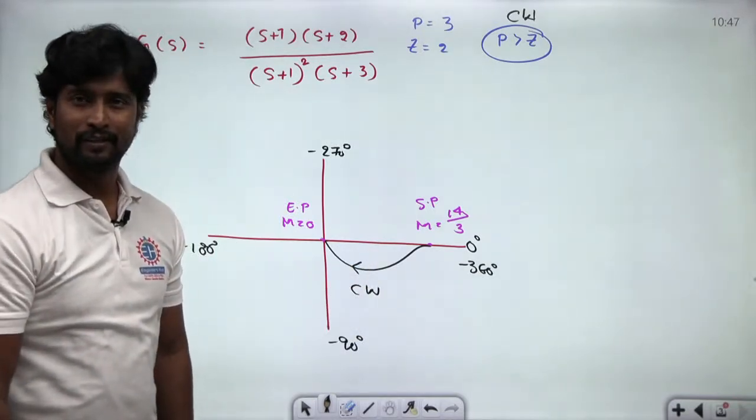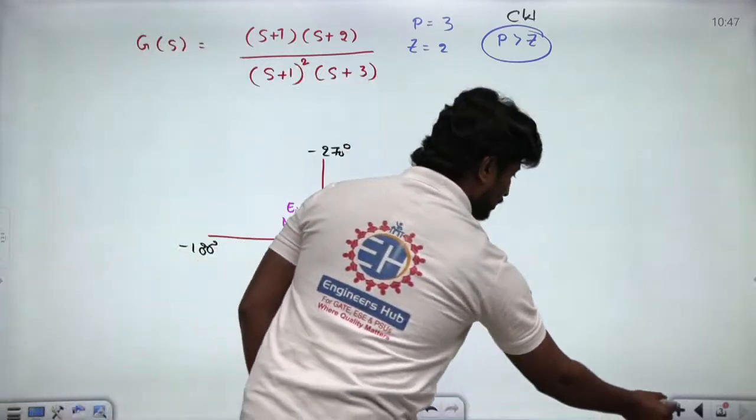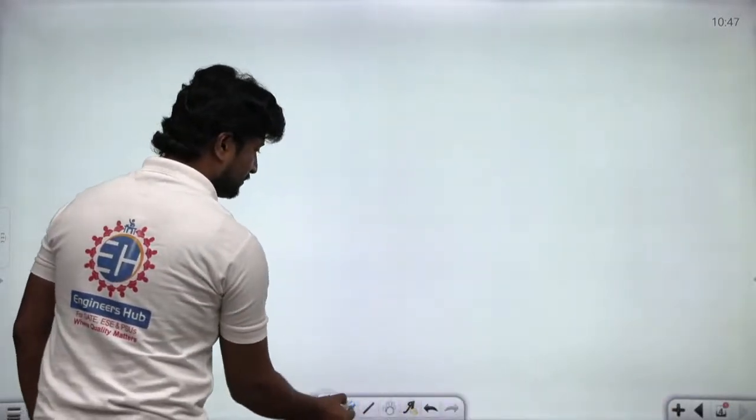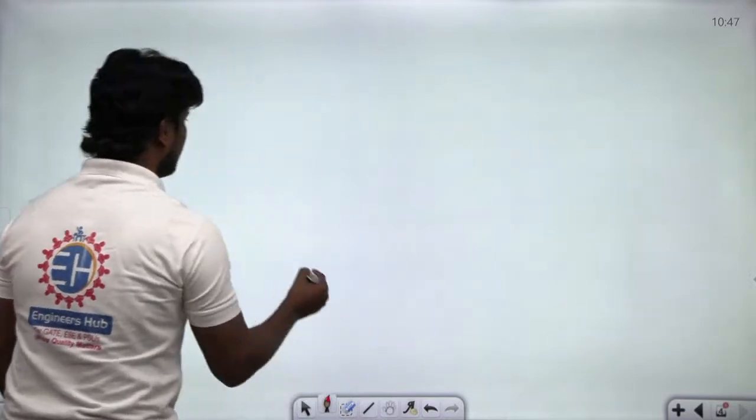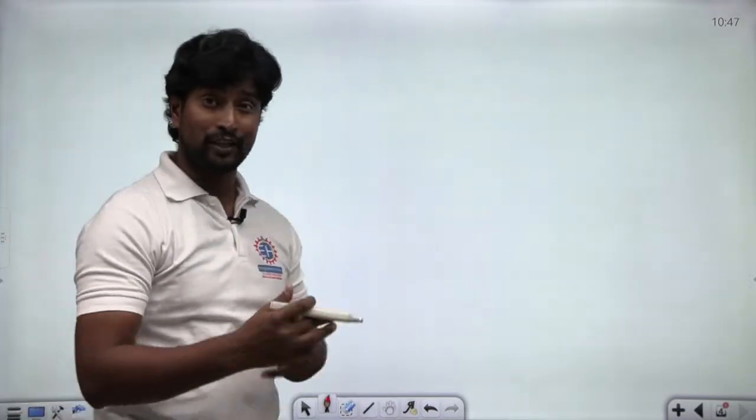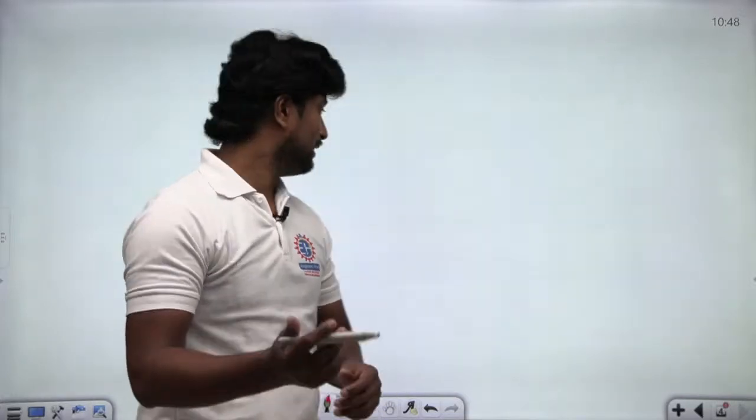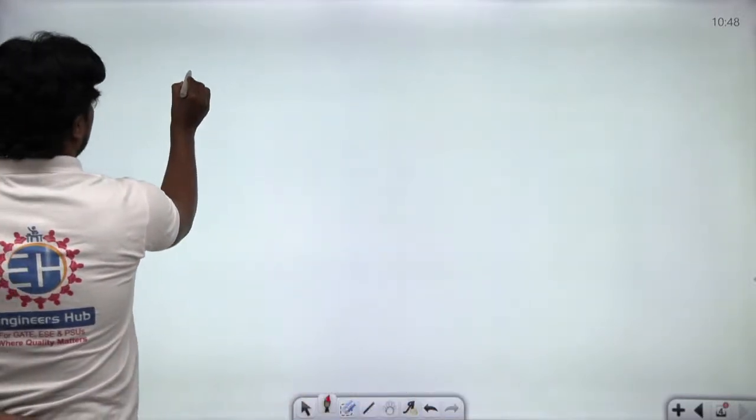Are you clear? Ready? So I will take one more example, then you will have some more clarity. For the first case only, I will explain with different examples. From the second case onwards, I will take only one example. Ready? So guys, carefully see once.